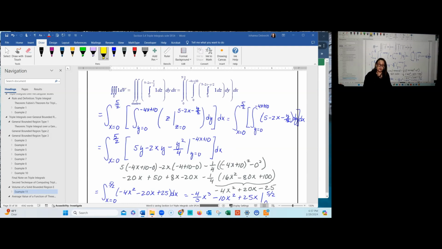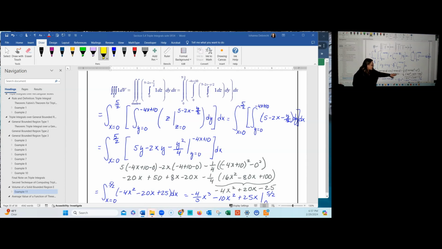So when we integrate the integrand of 1 with respect to z, we just get z. Then, of course, we substitute the limits of integration from 0 to the quantity (5 minus 2x minus y) over 2, which gives us (5 minus 2x minus y) over 2. Then we'll integrate this with respect to y, giving 5y minus 2xy minus y squared over 4. We evaluate this from y equals 0 to y equals negative 4x plus 10.